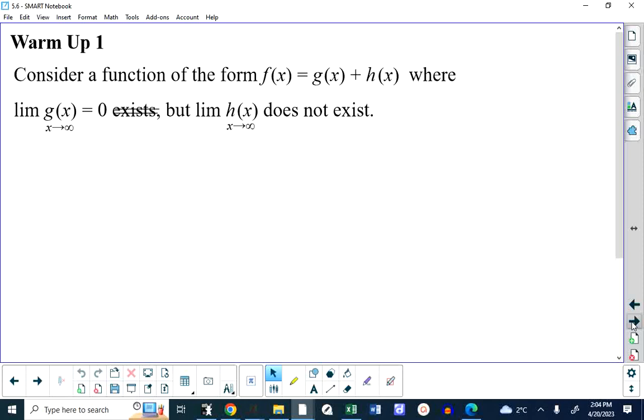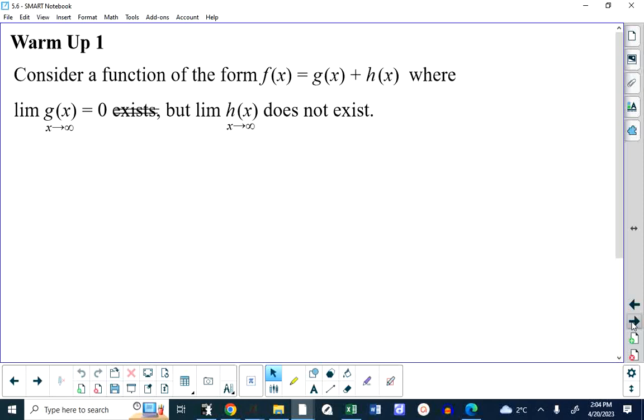It says consider a function of the form f of x, that's the function, which is equal to g of x plus h of x, where the limit as x approaches infinity of g of x is 0, and the limit as x approaches infinity of h of x does not exist. I don't know what I was trying to say there, but if the limit as x approaches infinity of g of x, which is only part of the function, is equal to 0, obviously it exists. But the limit as x approaches infinity of h of x does not exist. So what we're saying is that at very large values of x, g of x approaches 0, and h of x doesn't approach anything. Okay?